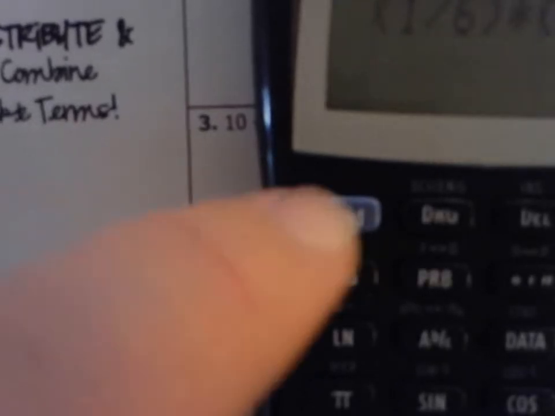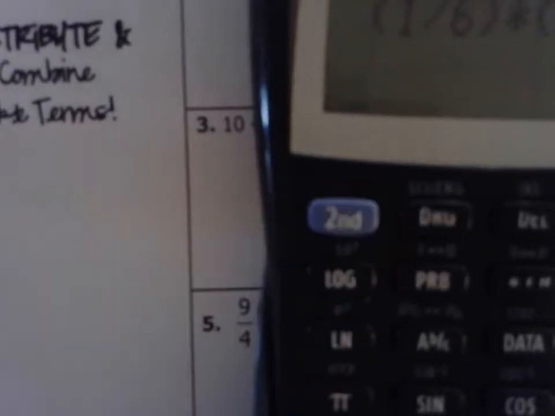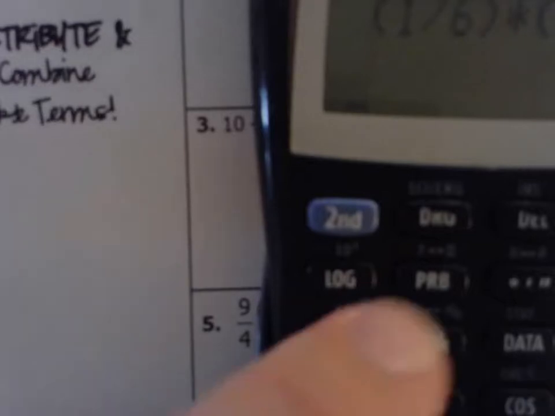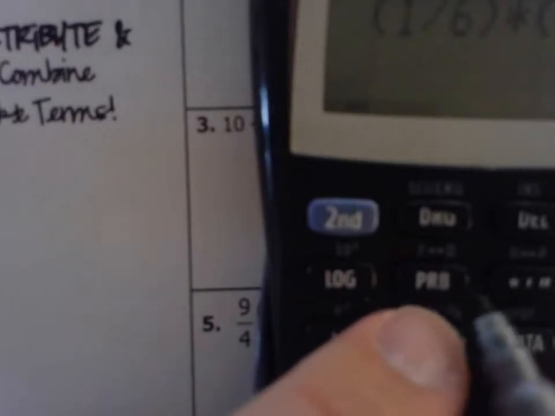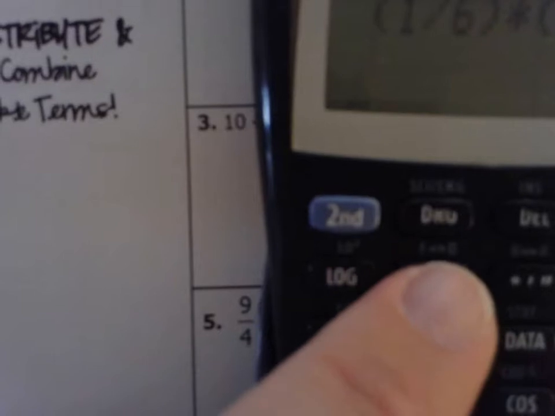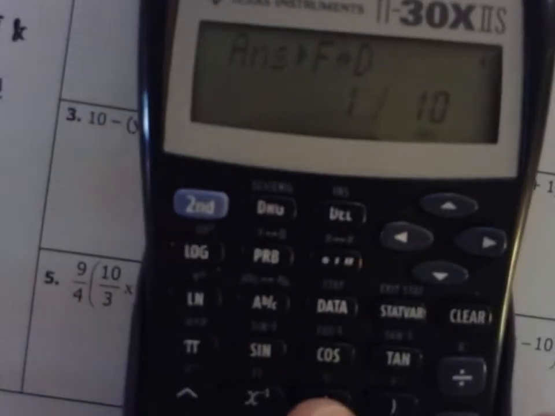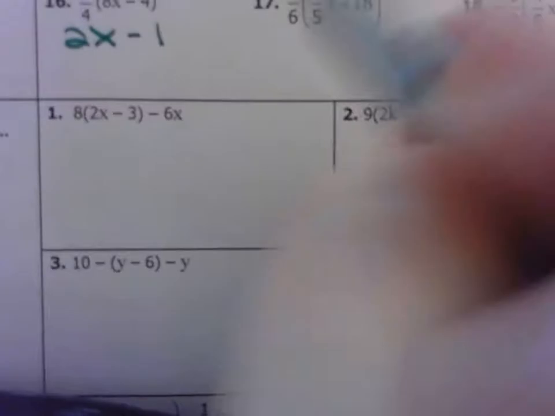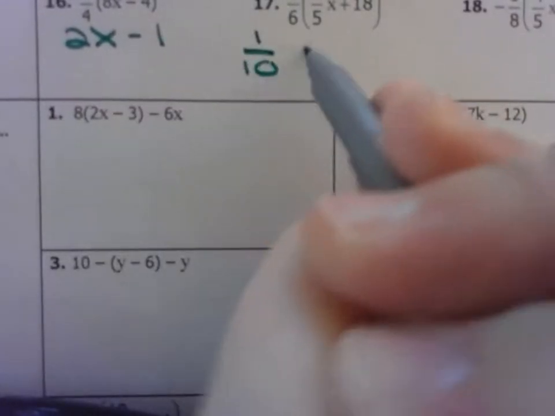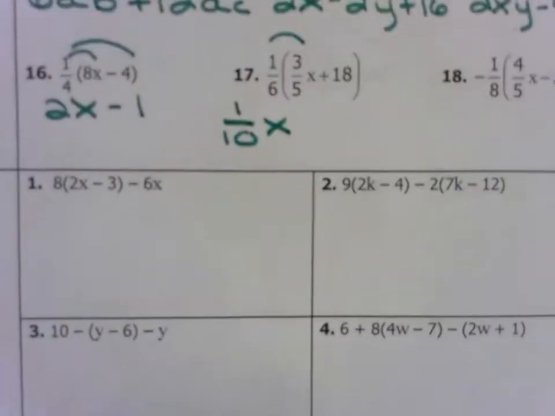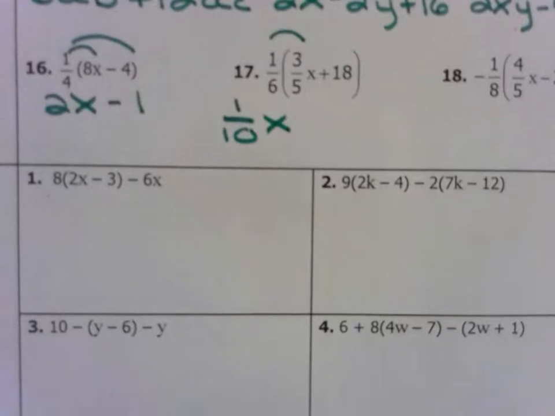Press the second button, and you're looking for the PRB. It says F to D, and it has an arrow. That's fraction to decimal. So if you press it, that was second, 1/10. So your answer is 1/10 x. Or you can use the fraction symbol. I always just do division, but either way.